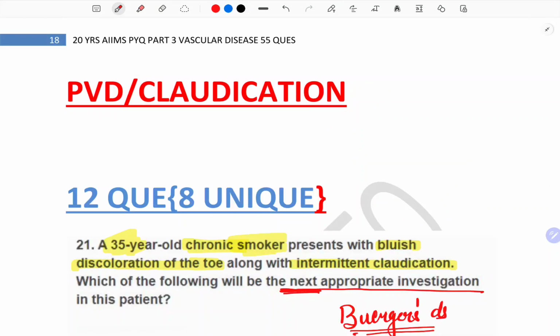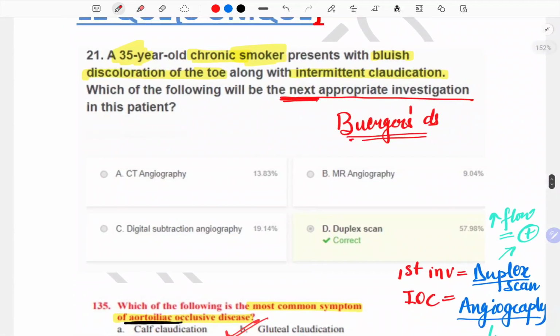Now next, a very important topic is peripheral vascular disease or the claudications. So 12 questions have been asked, specifically in the recent years, and they are asked in 8 different ways. So let's start.